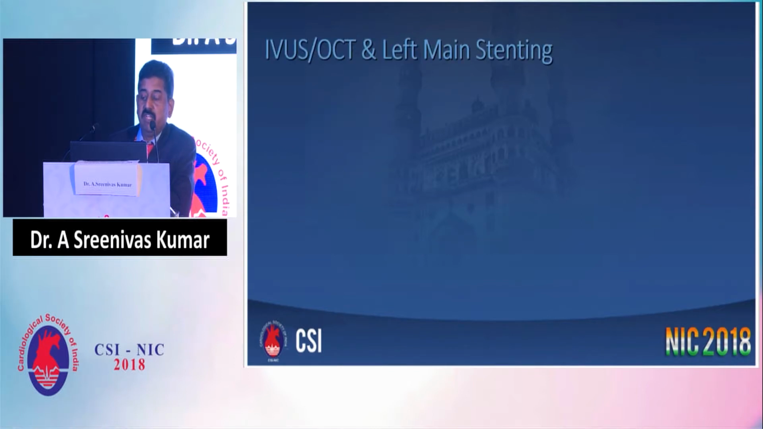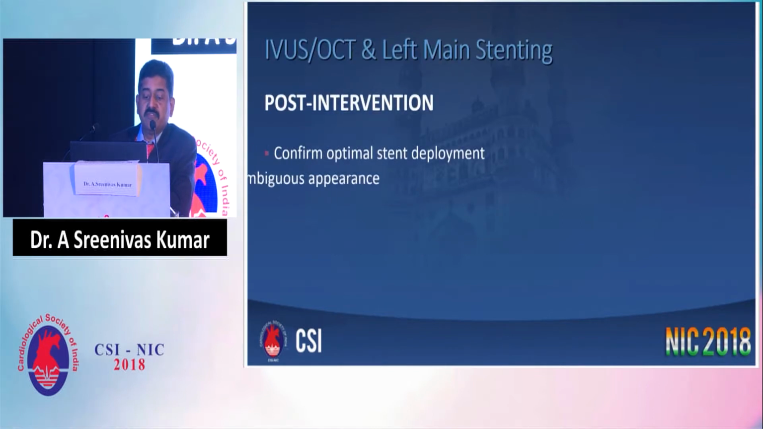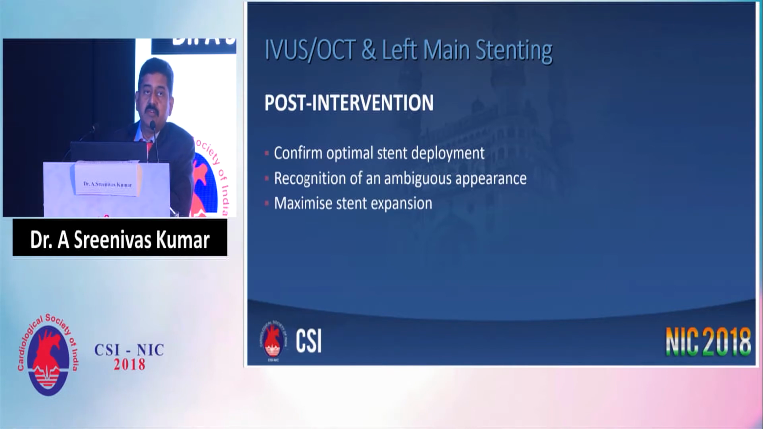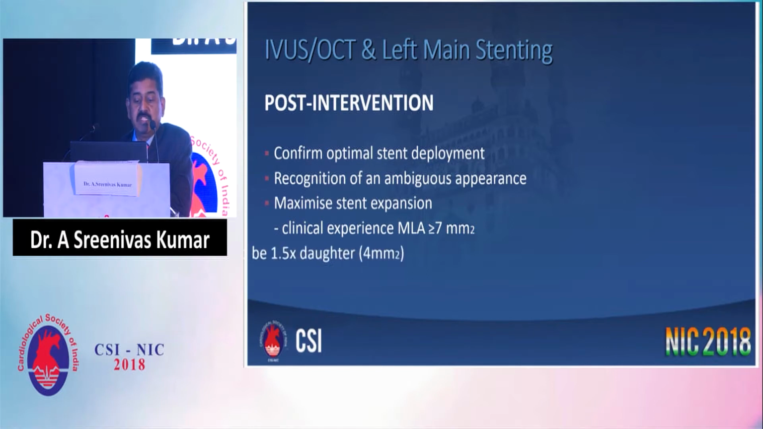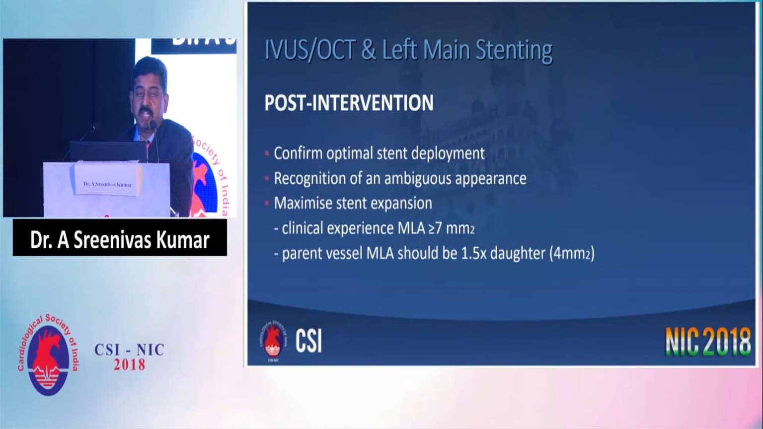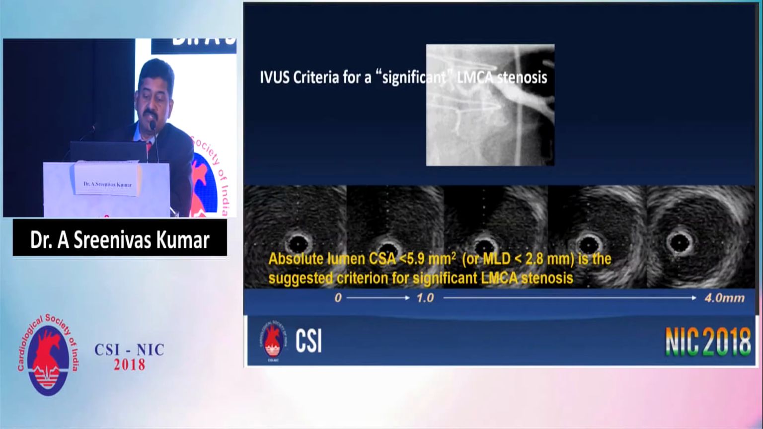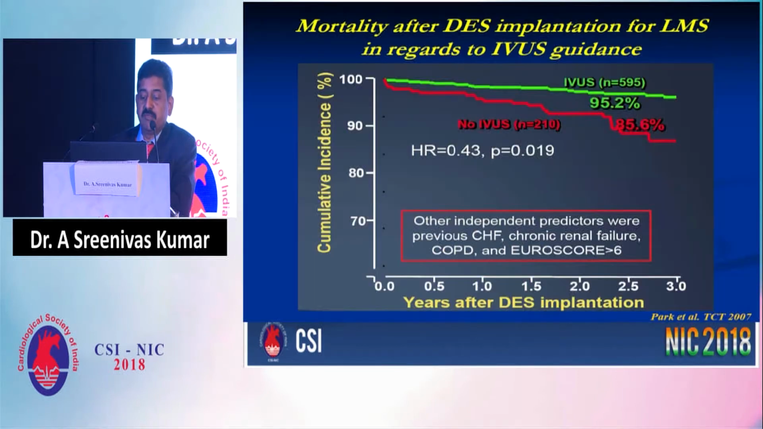But often we see that in the post-intervention phase we use this more commonly, and most of the time we try to save the number of stents where proximal optimization is being done. That's where imaging helps, and we need to achieve a minimal luminal area of more than 7 at least. But again, depending upon the sizes of the daughter vessels, you decide. Then for diagnostic modalities, we say less than 5.9 was thought to be significant.